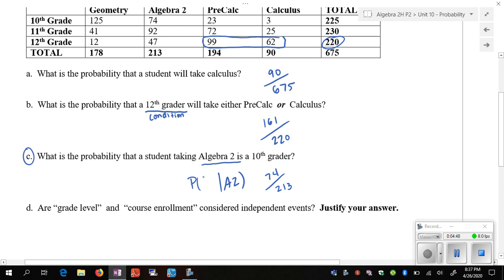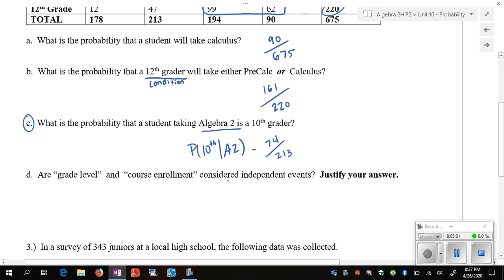And the actual event was 10th grader given that they're taking Algebra 2. So essentially, if I use the concept from before, we have this conditional probability. If these events are independent, the condition should not affect the probability. So I could take away the Algebra 2 piece of this.